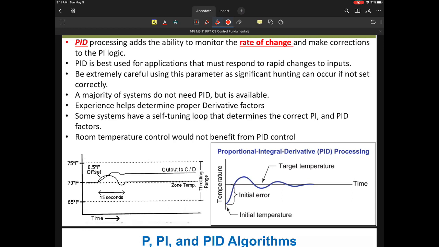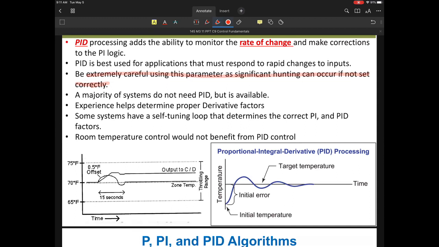But one thing that I do need to point out is, if you do have a PID loop, generally the derivative function is going to be usually a very small parameter. So I want you to be super careful if you ever have to deal with these, because you can get a lot of hunting if you don't have this set up correctly.